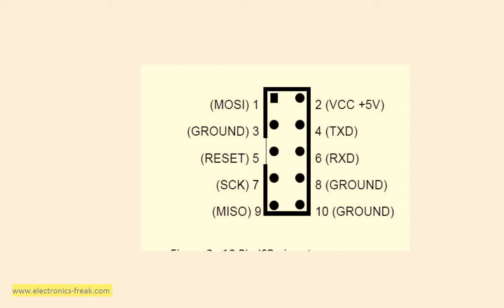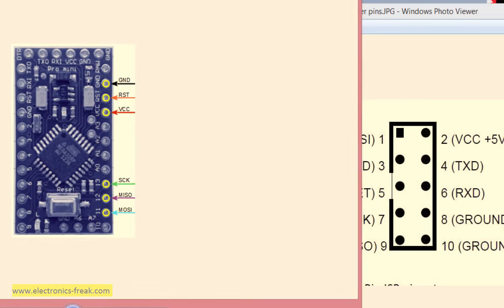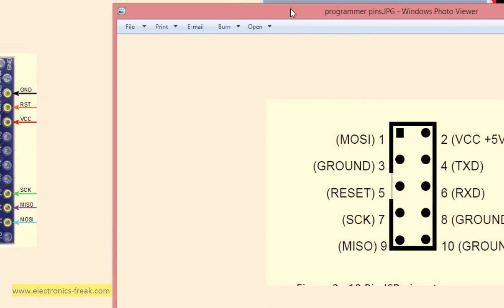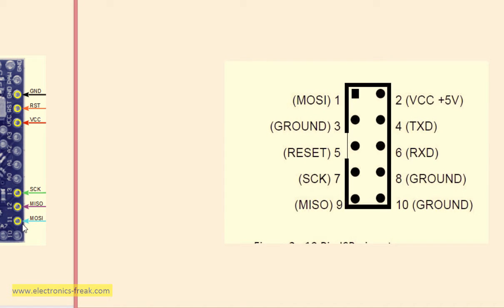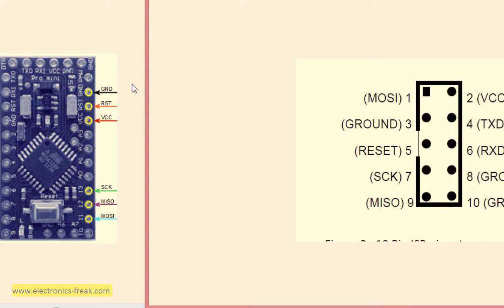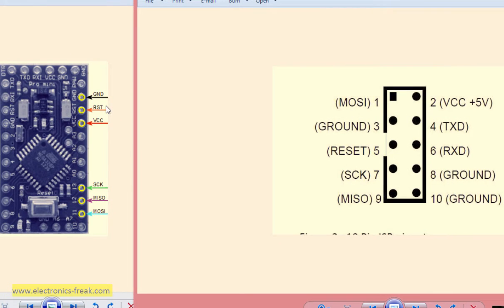And I have the connector of the AVR programmer that I bought. So I need to connect the wire in the correct way. And I have a marking on pin number one. Okay, so pin number one is MOSI, and MOSI is connected to pin number 11 in the Pro Mini board. So I have to connect all these signals, which are GND, VCC, of course, reset, clock, MISO, and MOSI.